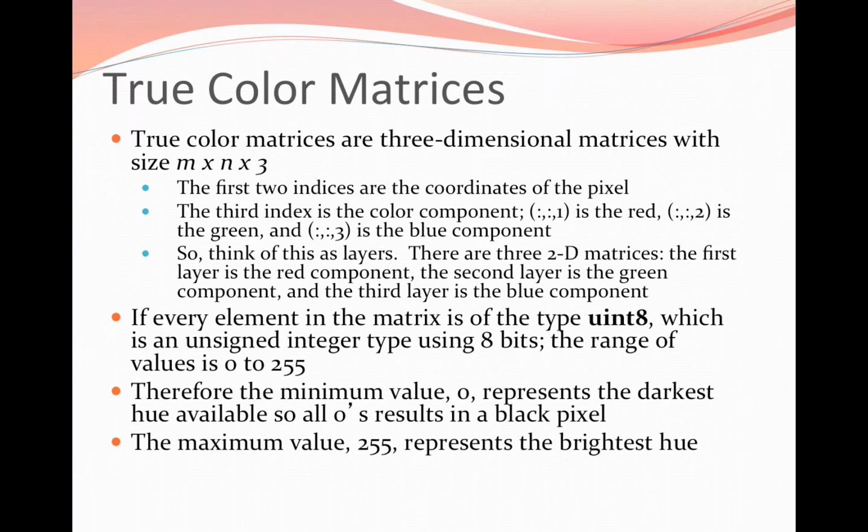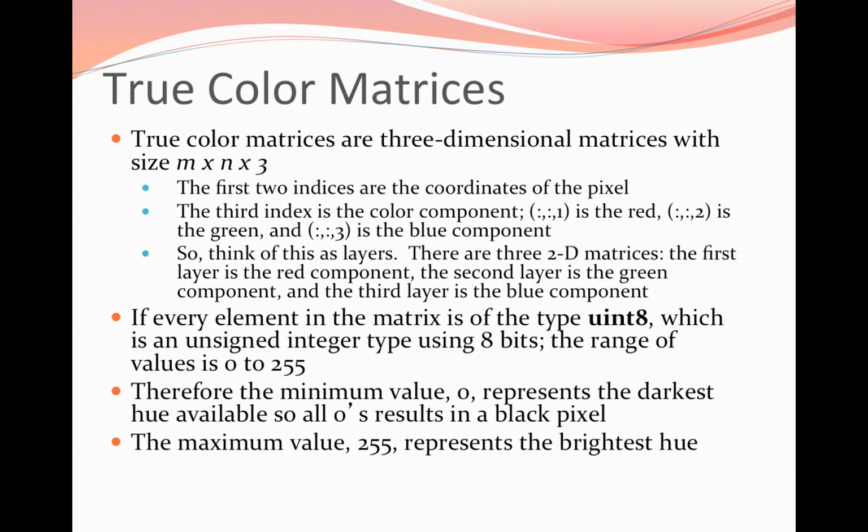So since it is a three-dimensional matrix, think of it as layers. There are three two-dimensional matrices layered on top of each other. So the first layer is the red component, the second layer is the green component, and the third layer is the blue component. Red, green, blue.